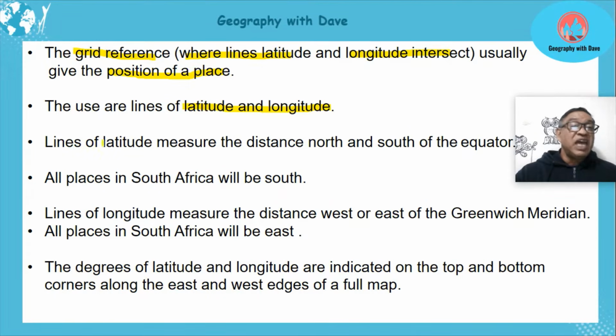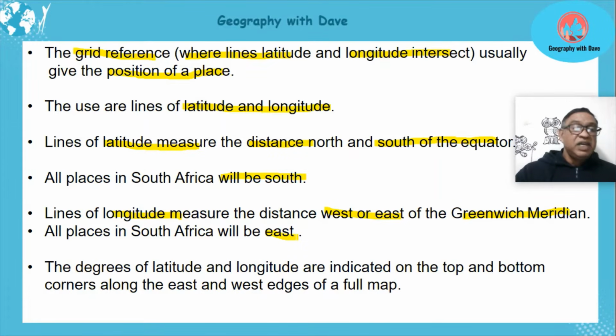As we already said, lines of latitude measure distance north and south of the equator, as I showed you in the diagram. But in South Africa, it will be south, because that's where we are situated. Just doing a little revision of what I explained just now. Longitudes measure the distance from west to east of the Greenwich meridian. But South Africa will be east, as I've indicated. We are situated east of the Greenwich meridian, and we are situated south of the equator.